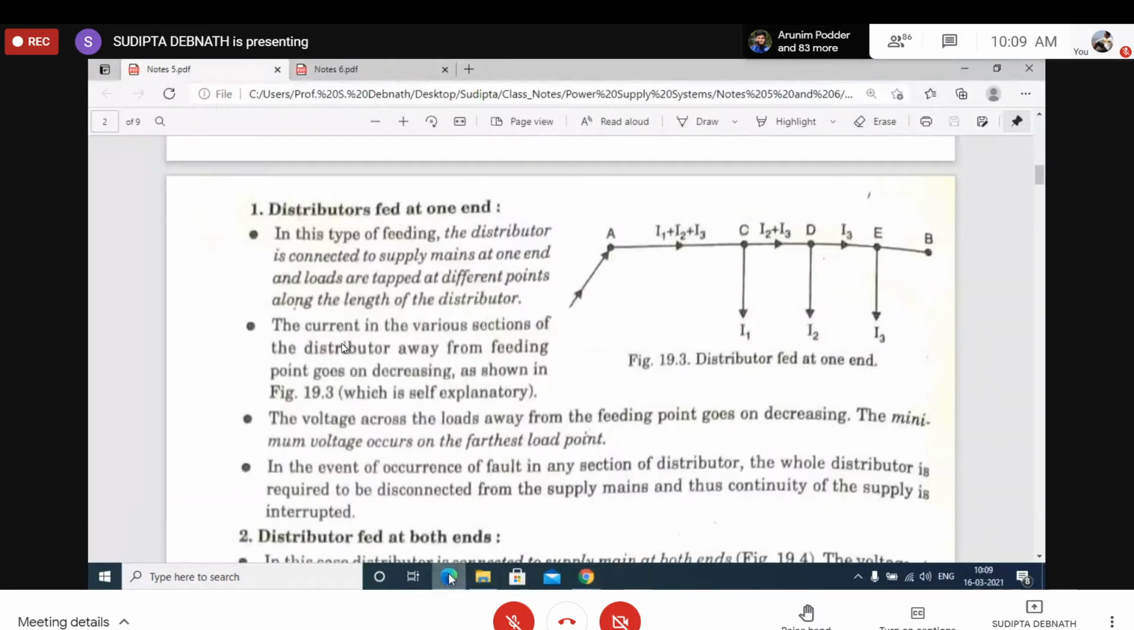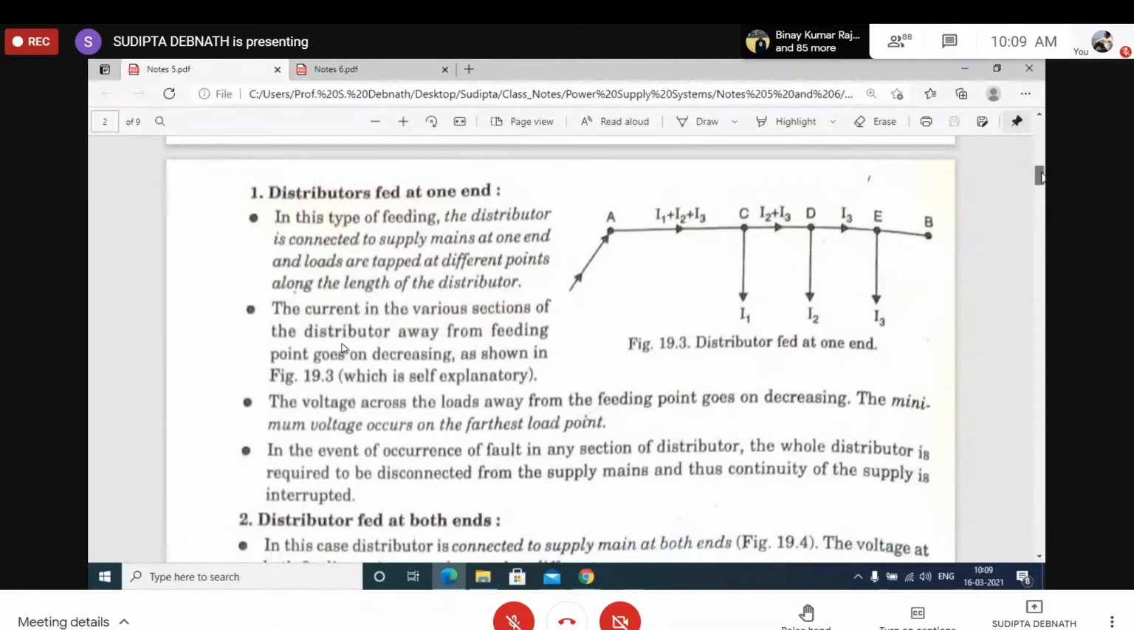So you can easily understand that the whole distributor needs to be disconnected if at any point a fault occurs or some maintenance work is to be done. Now, second one, distributor fed at both ends.